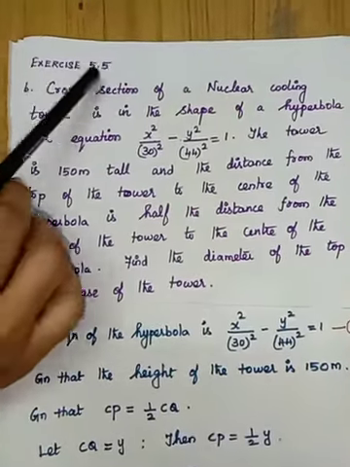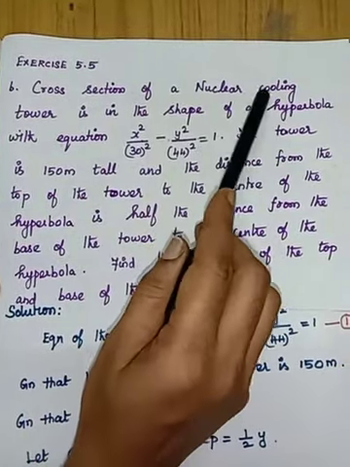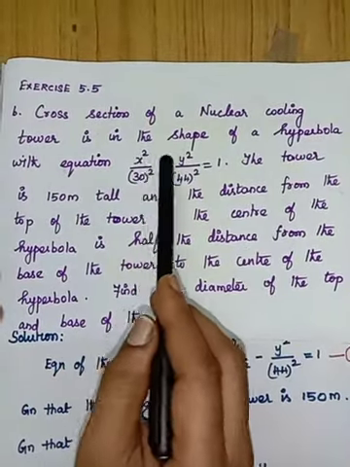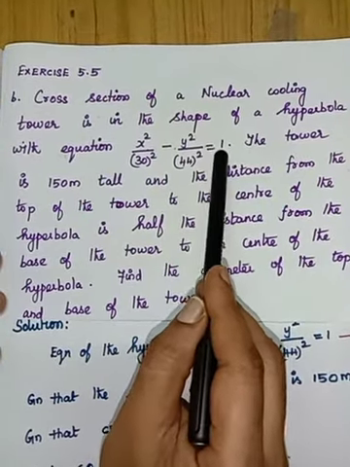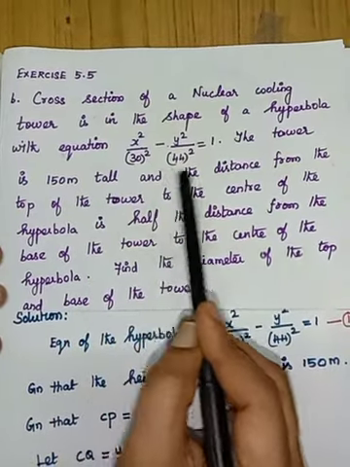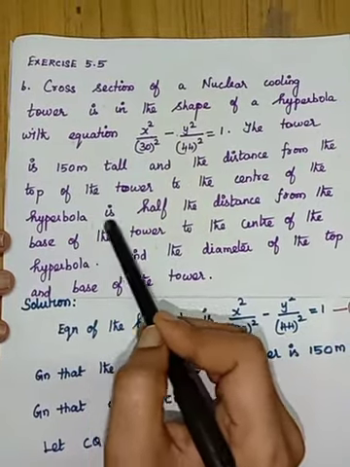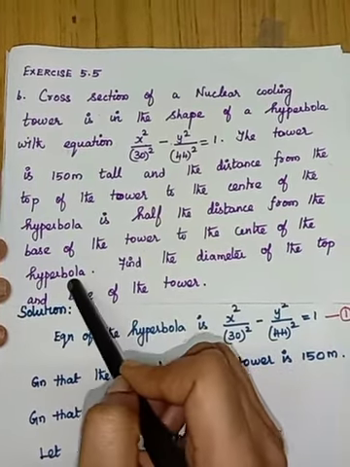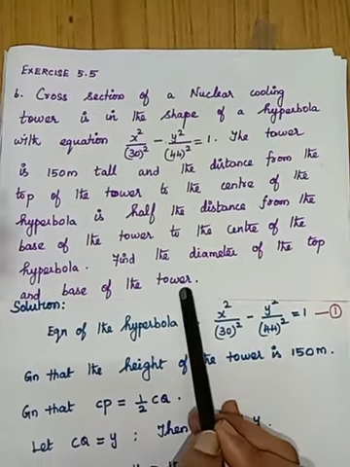Students, exercise 5.5, sixth problem. The cross section of a nuclear cooling tower is in the shape of a hyperbola with the equation x squared by 30 the whole square minus y squared by 44 the whole square is equal to 1. The tower is 150 meter tall and the distance from the top of the tower to the center of the hyperbola is half the distance from the base of the tower to the center of the hyperbola. Find the diameter of the top and base of the tower.